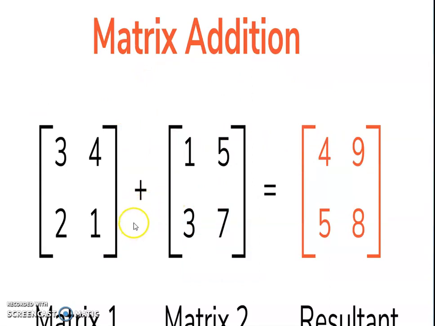Second example, which is a bit tricky. 3, 4, 2, 1 and 1, 5, 3, 7. These are two matrices and we have to add them. How? 3 plus 1 is 4, 4 plus 5 is 9, 2 plus 3 is 5, 1 plus 7 is 8. That is, matrix 1 plus matrix 2 is equal to matrix 3. That is the addition between any two given matrices, giving another matrix. I revise again: 3 plus 1 is 4, 4 plus 5 is 9, 2 plus 3 is 5 and 1 plus 7 is equal to 8.